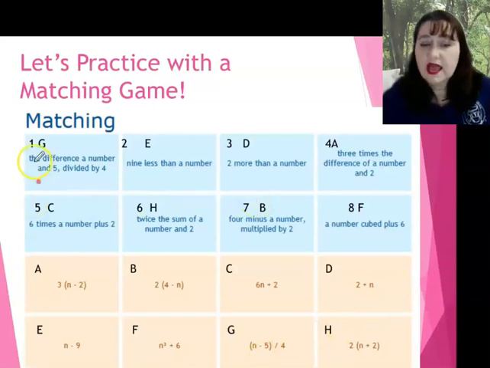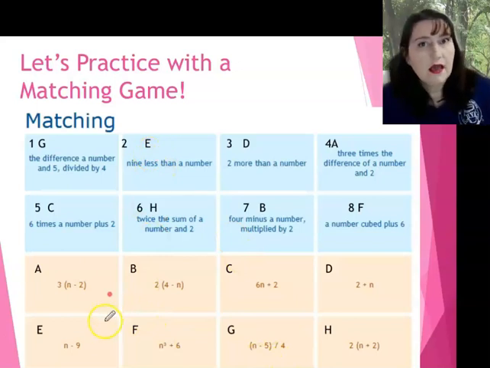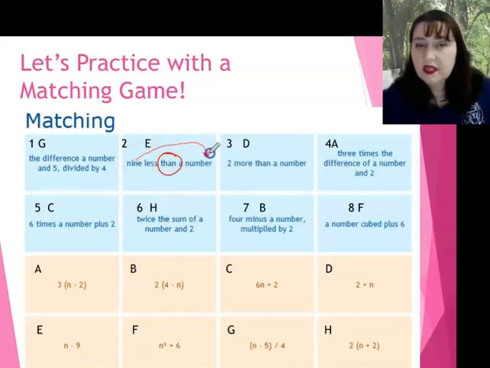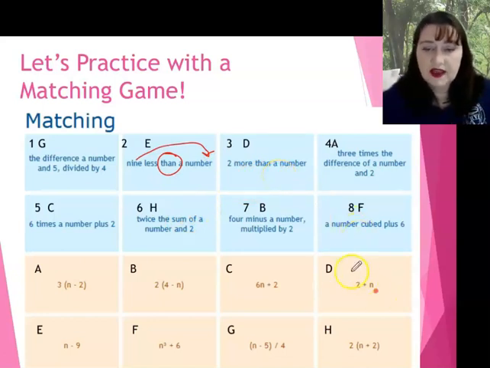The first one I have is, you notice the difference, a number and 5, and it should have the difference of a number and 5 divided by 4. And then 2, I have E, which is n minus 9, which is basically, remember, that's a turnaround word, so that's the reason why it's like that. Number 3, I have 2 more than a number, so it should be x plus 2, or 2 plus n, so that's fine.